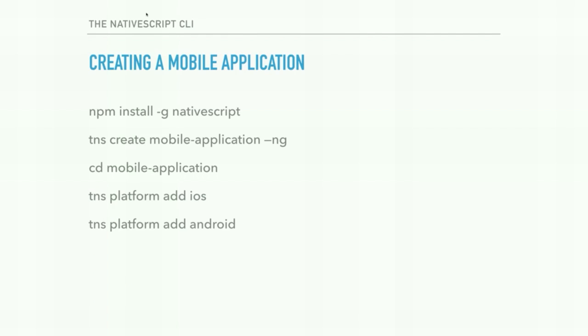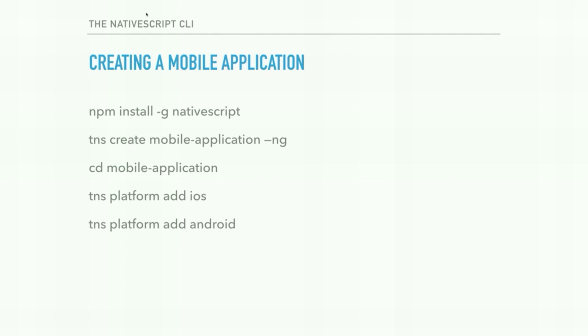So first of all, we're no longer at this point using the Angular CLI. We're now using the NativeScript CLI tool. So again, you need to install that with Node.js. Once you have it installed, you can do a TNS create and then the application name. When you include -ng, that lets the CLI tool know that you want to build an Angular 2 application. If you don't include ng, you'll be building a vanilla NativeScript application that uses the MVVM approach.